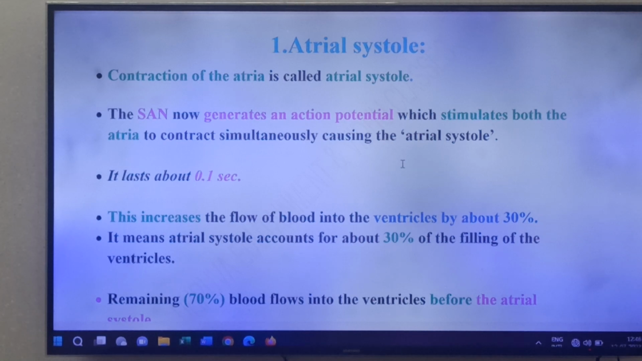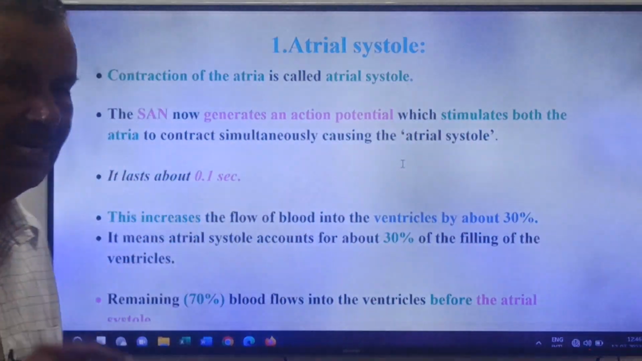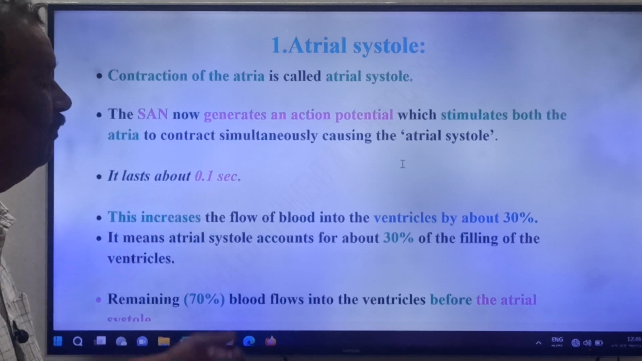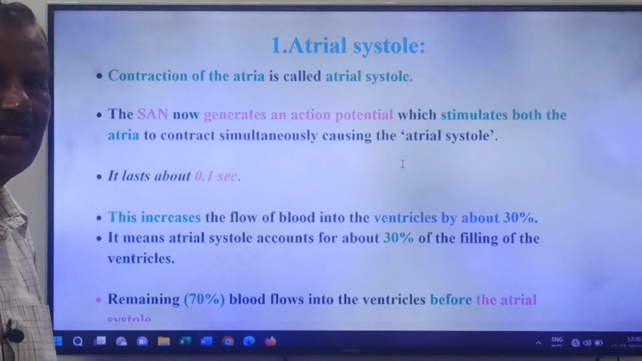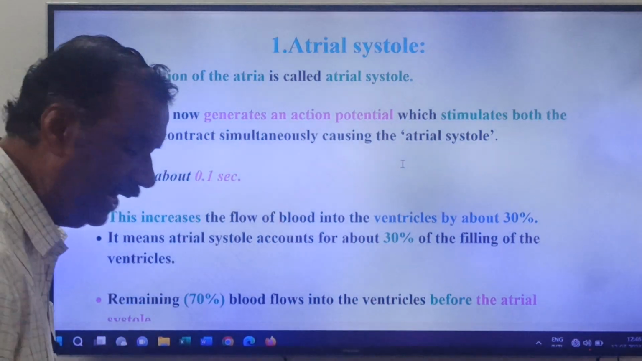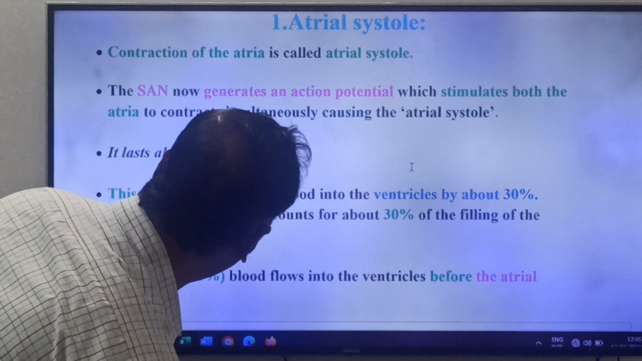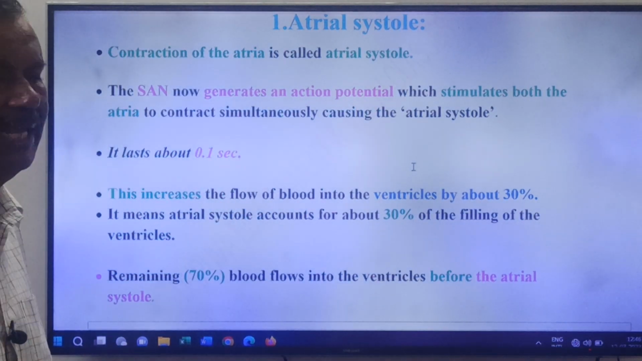So what is the duration of the atrial systole, friends? You know, the total time for the cardiac cycle is 0.8 seconds. For atrial systole, only 0.1 second. Atrial systole lasts about 0.1 seconds only. Very, very important, friends. Due to atrial systole, this increases the flow of blood into the ventricles by about 30%.